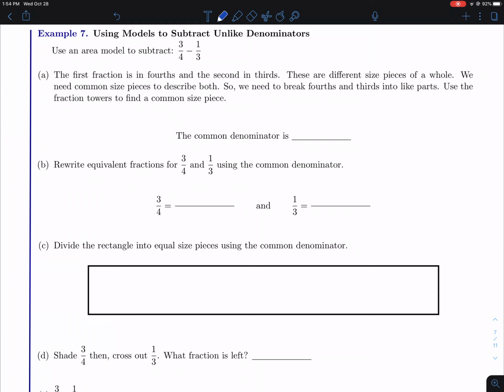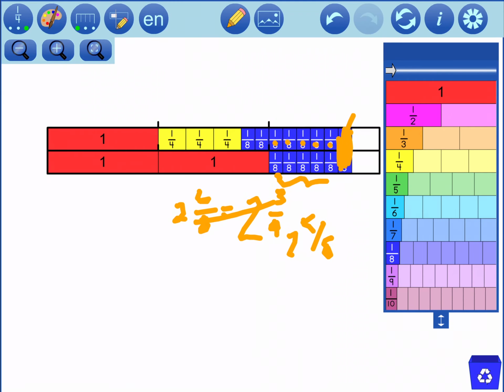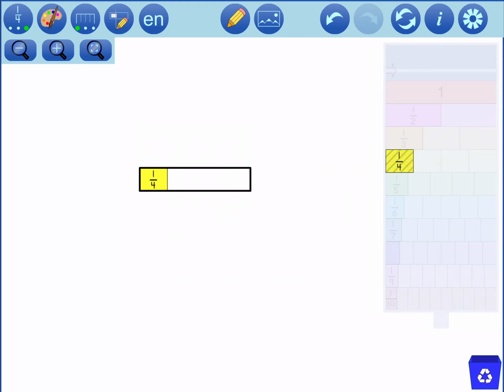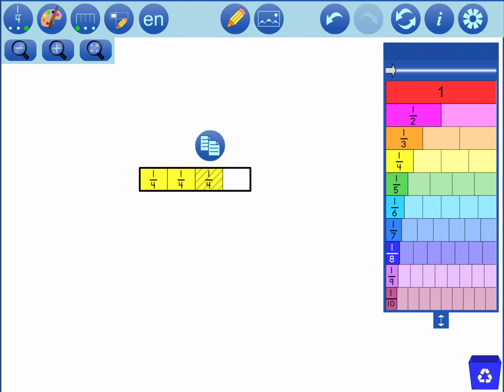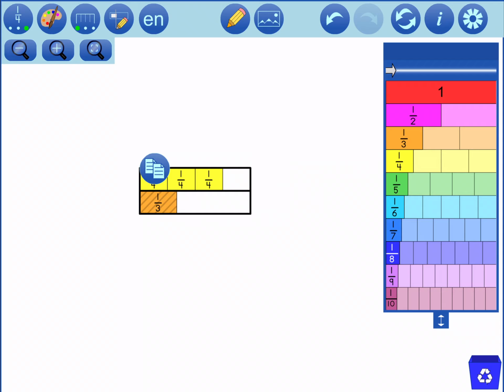So again, what we can do is look at these with the fraction towers if we want, and turn them into the common denominators that we would need to. So 3/4 and 1/3. So let's clear this out since I messed it up anyway. So 3/4 would look like this. And then 1/3, what we're trying to do is basically remove 1/3 from that.